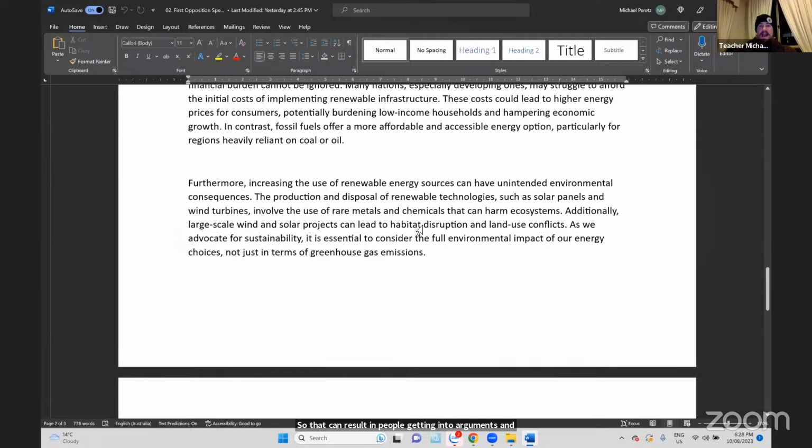As we advocate for sustainability, it is essential to consider the full environmental impact of our energy choices, not just in terms of greenhouse emissions. So the opposition are making a very strong case here: you're only thinking of one part of the environmental problems, which is the greenhouse gas emissions. But we've also got things like, again, habitat disruption. So do we have to cut down a big forest to make space for this renewable energy source? Or are we going to have to buy or take away land from people to be able to put these energy sources on?